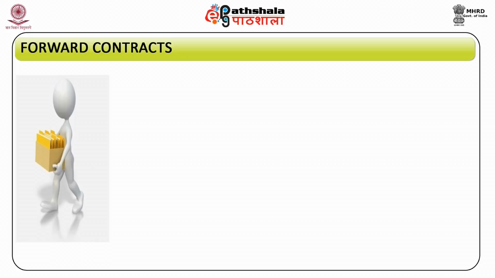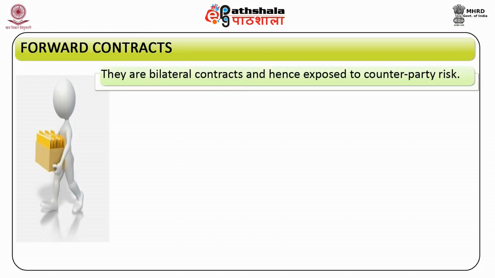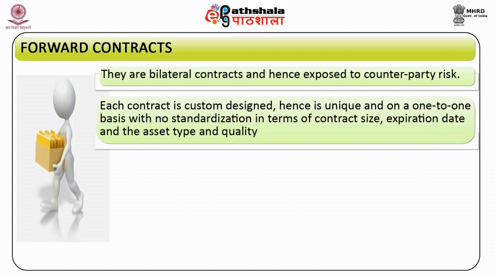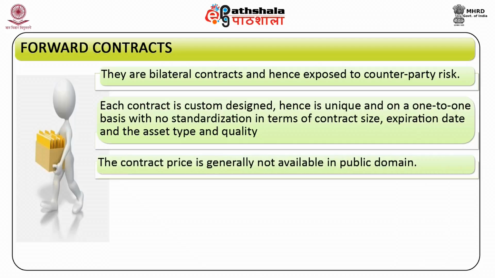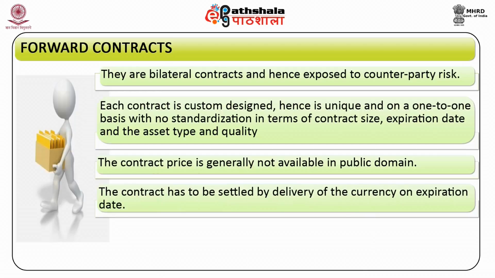Features of forward contracts. They are bilateral contracts and hence exposed to counterparty risk. Each contract is custom designed, hence is unique and on a one-to-one basis with no standardization in terms of contract size, expiration date, and the asset type and quality. The contract price is generally not available in the public domain. The contract has to be settled by delivery of the currency on the expiration date.